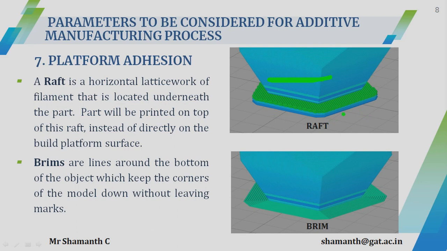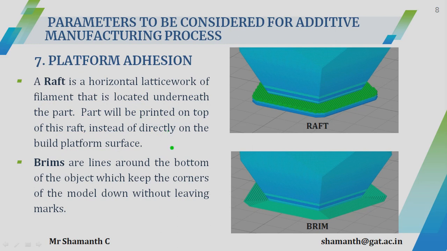It's like a cup and saucer, where you keep the cup on your saucer. It holds the part in a proper way, and once you finish building the part you can remove it very easily from the platform. So one such platform adhesion is the raft. It is a horizontal lattice work of filament located underneath the part. The part will be printed on top of this raft instead of directly on the build platform. So instead of building on the platform directly, you need such platform adhesions so that you can remove the part very easily after it is printed.